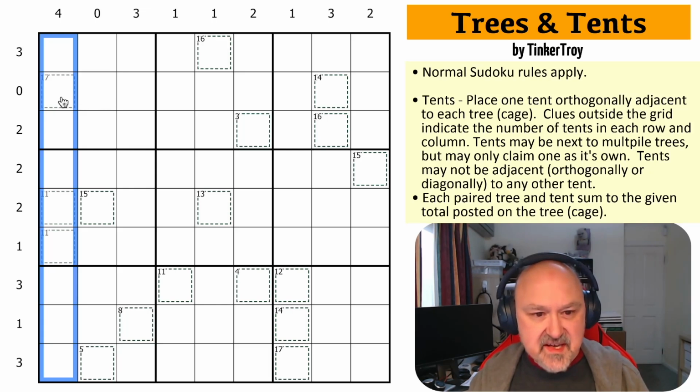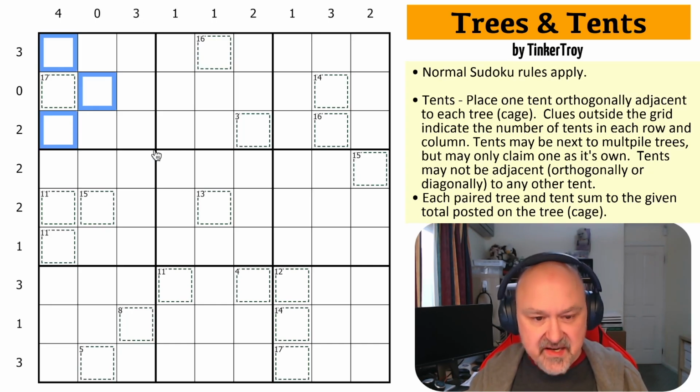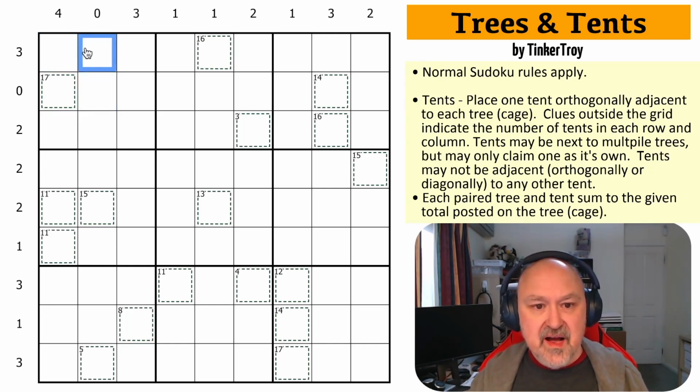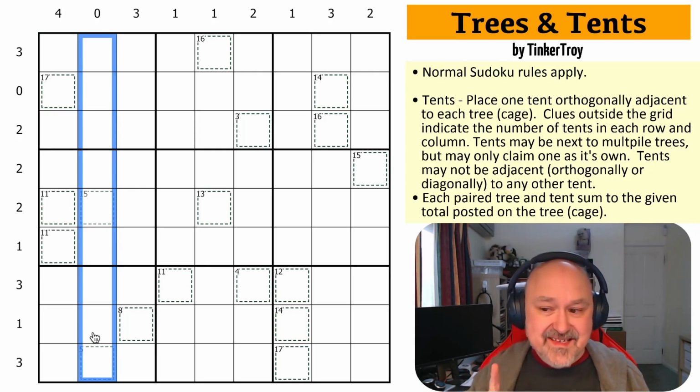So the trees are cages. It says tree, and then in brackets, cage. So these cages are trees, and we have to place one tent orthogonally adjacent, meaning sharing an edge, with each tree. Clues outside the grid indicate the number of tents in each row and column. So for example, there are 0 tents in this column. Tents may be next to multiple trees, but may only claim one as its own.